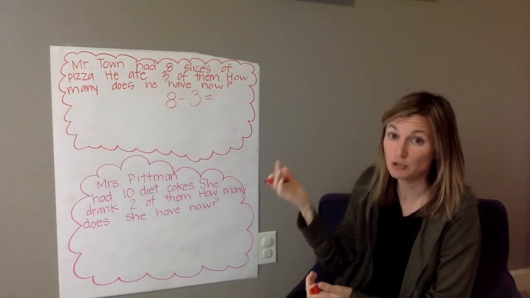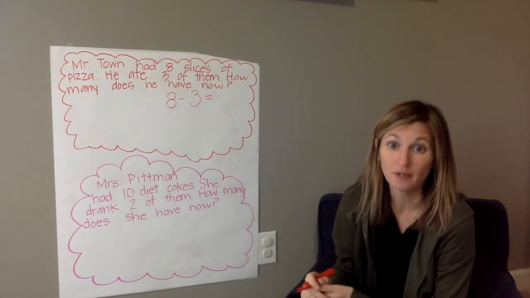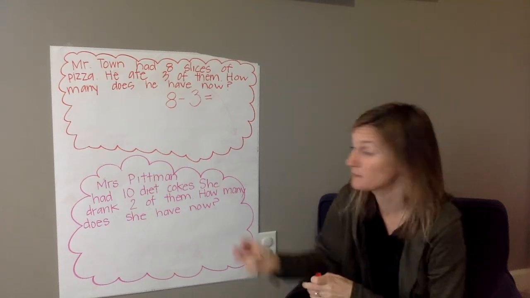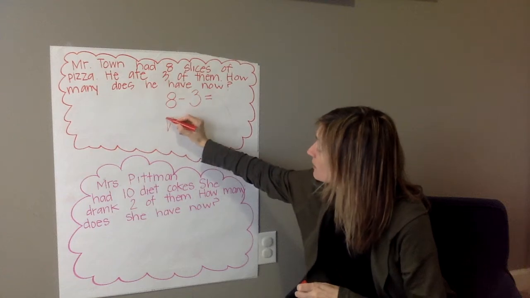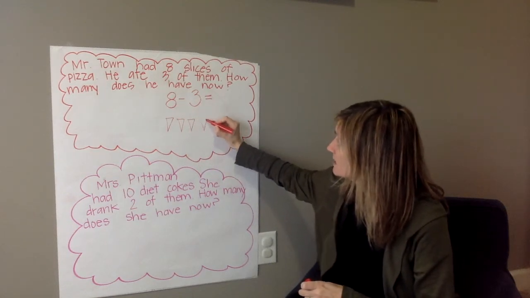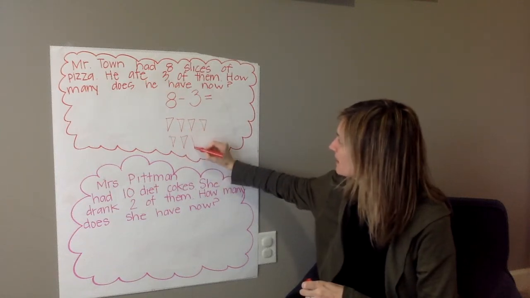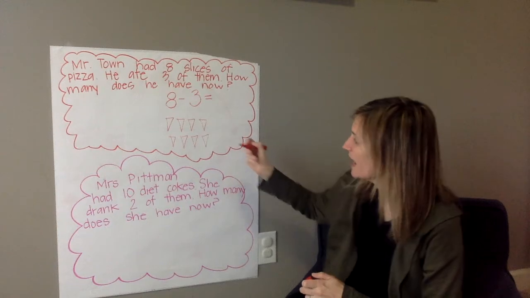So, again, I like to use pictures. I'm not going to draw actual slices of pizza. That would just take a really long time. But pizzas are a triangle shape, so I can draw some triangles. He had 8. 1, 2, 3, 4, 5, 6, 7, 8.